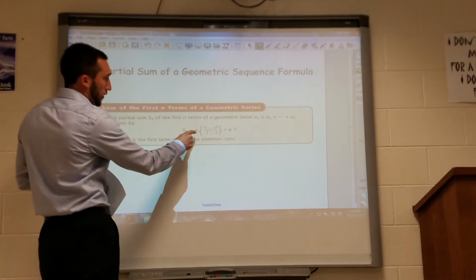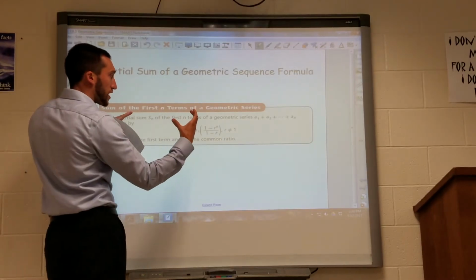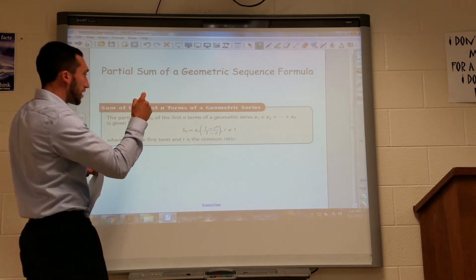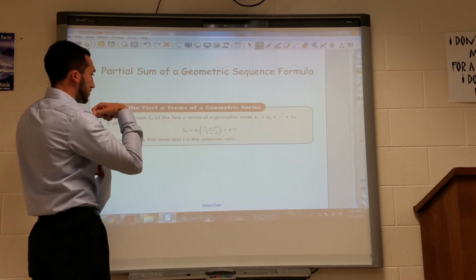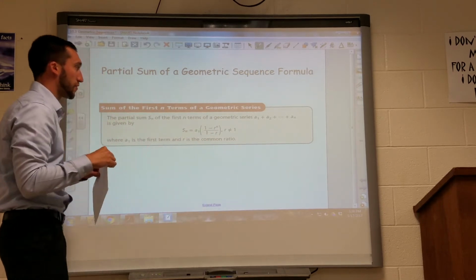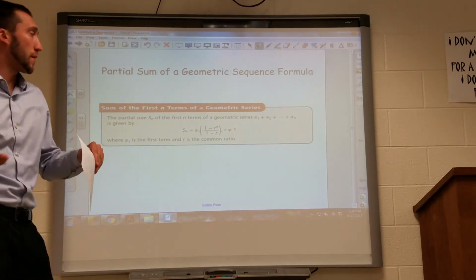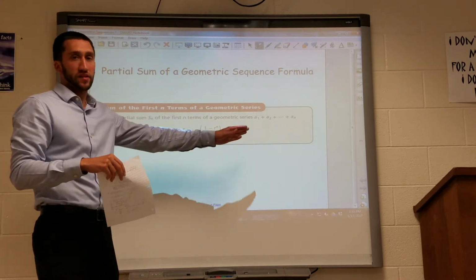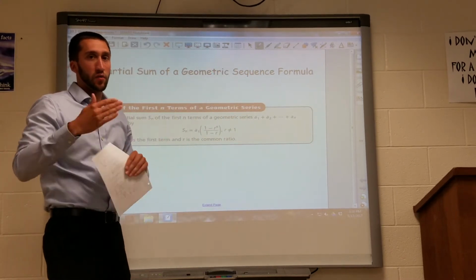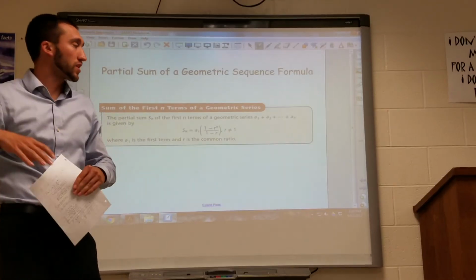We're going to take our first term times 1 minus the common ratio raised to n, whatever term we're looking for, over 1 minus the common ratio. And we have to keep in mind that the common ratio can't be 1, right? Because we'd just be multiplying by 1, so our sequence wouldn't be growing.